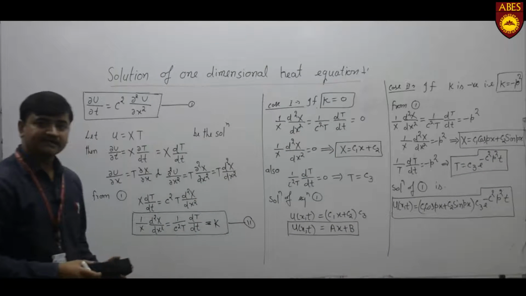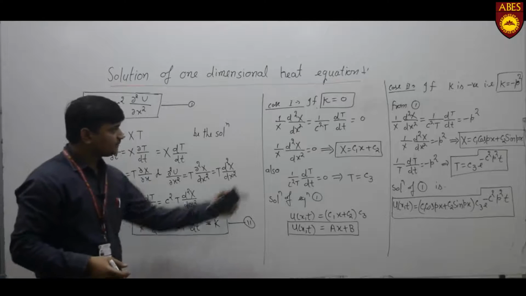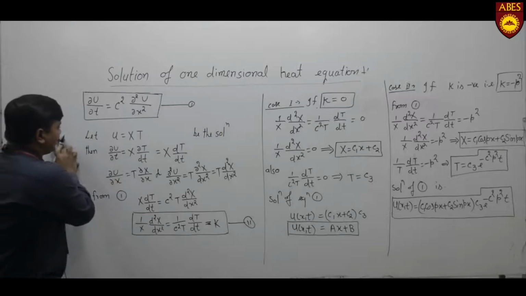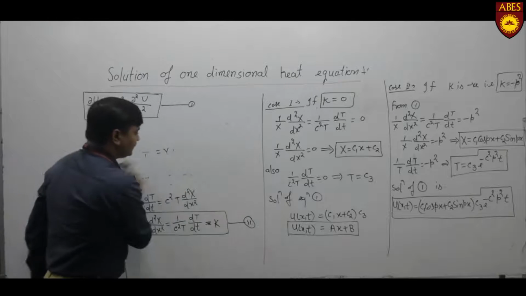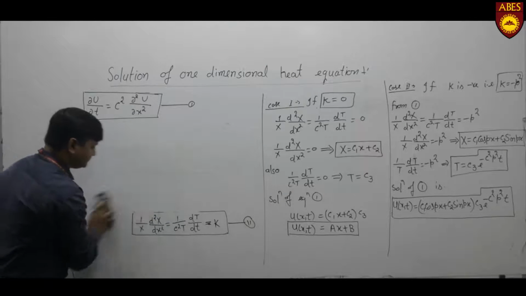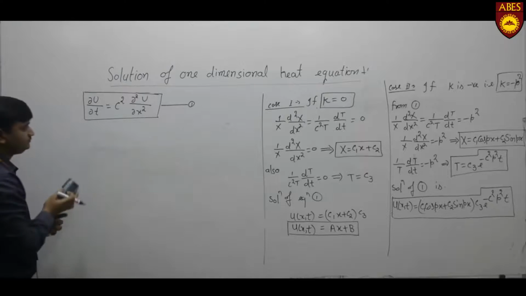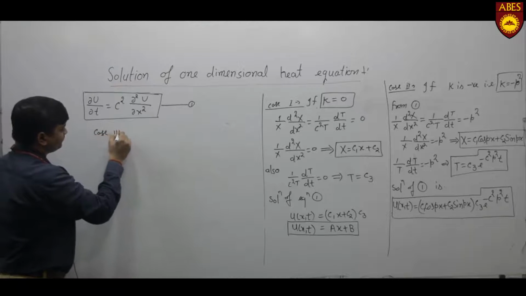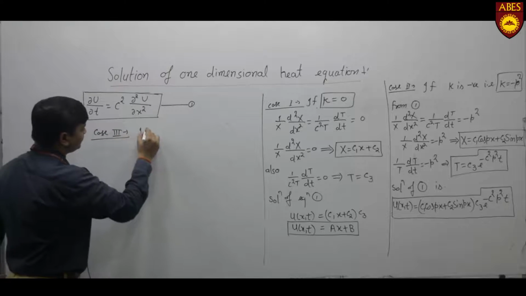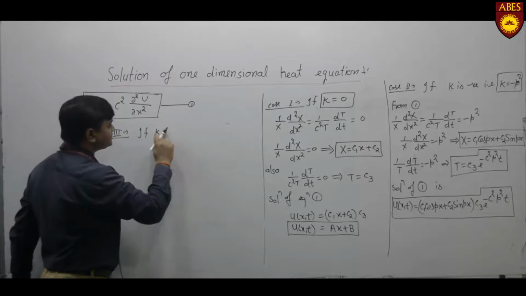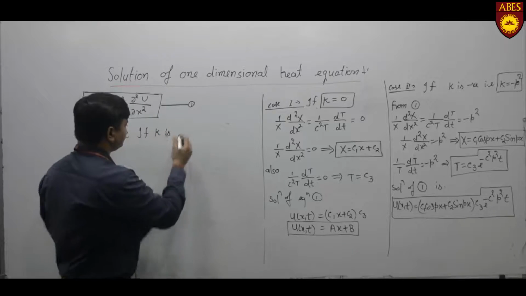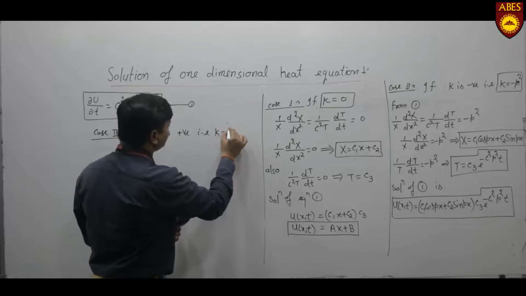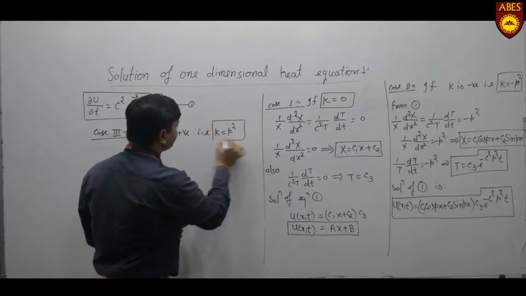We have dealt with 2 cases: case number 1 when k was 0 and case number 2 when k was negative. Now again we are taking k to be negative or positive. We are going to deal with case number 3. If k is positive, that is k equals plus p square.